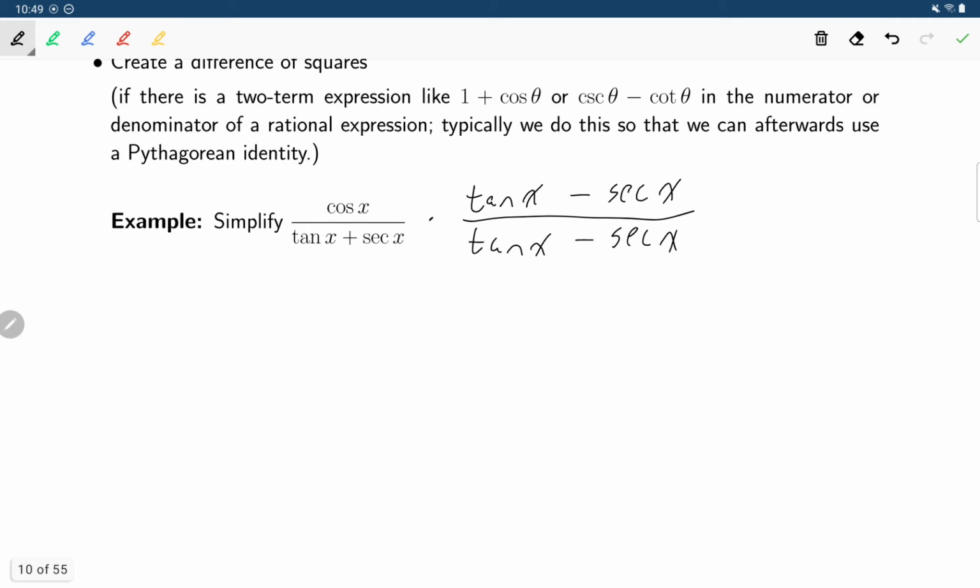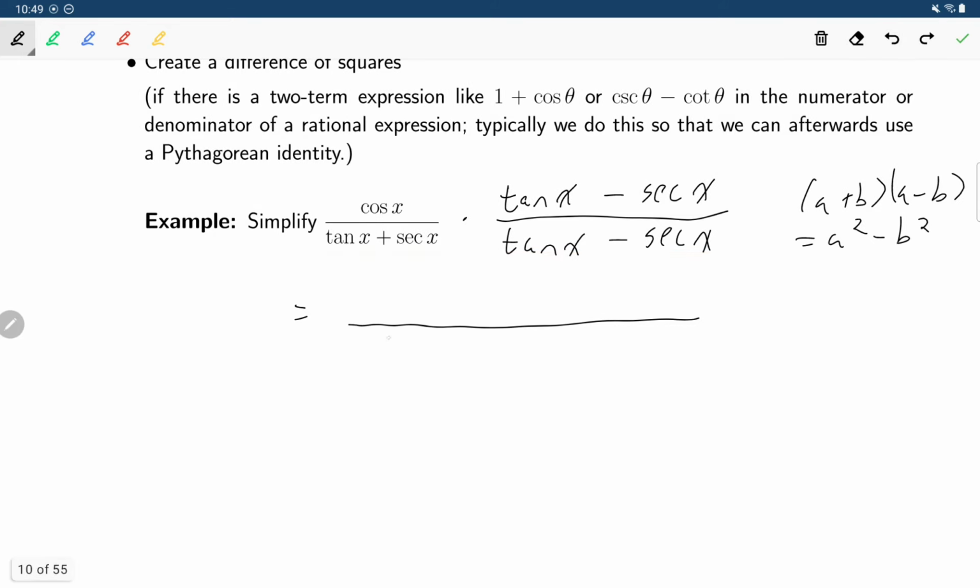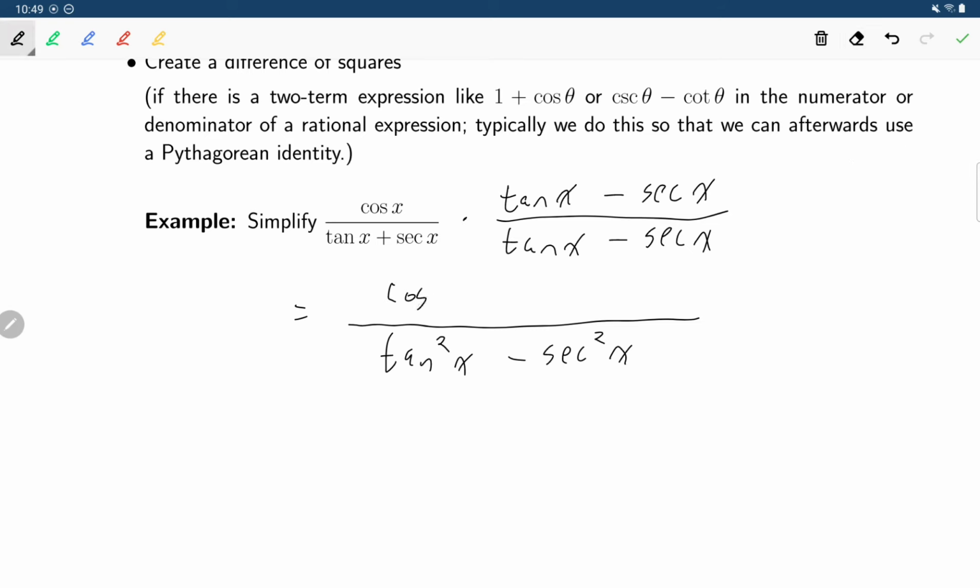Then we know from earlier that the denominator would be the same thing as when we have a plus b times a minus b, we're left with a squared minus b squared. And that's the idea that I'm using here. Multiplying something by its conjugate will give me first thing squared minus the second thing squared. Now, in the numerator, I'm just going to leave it for now as cosine multiplied by tangent minus secant. I'll deal with that on the next line.